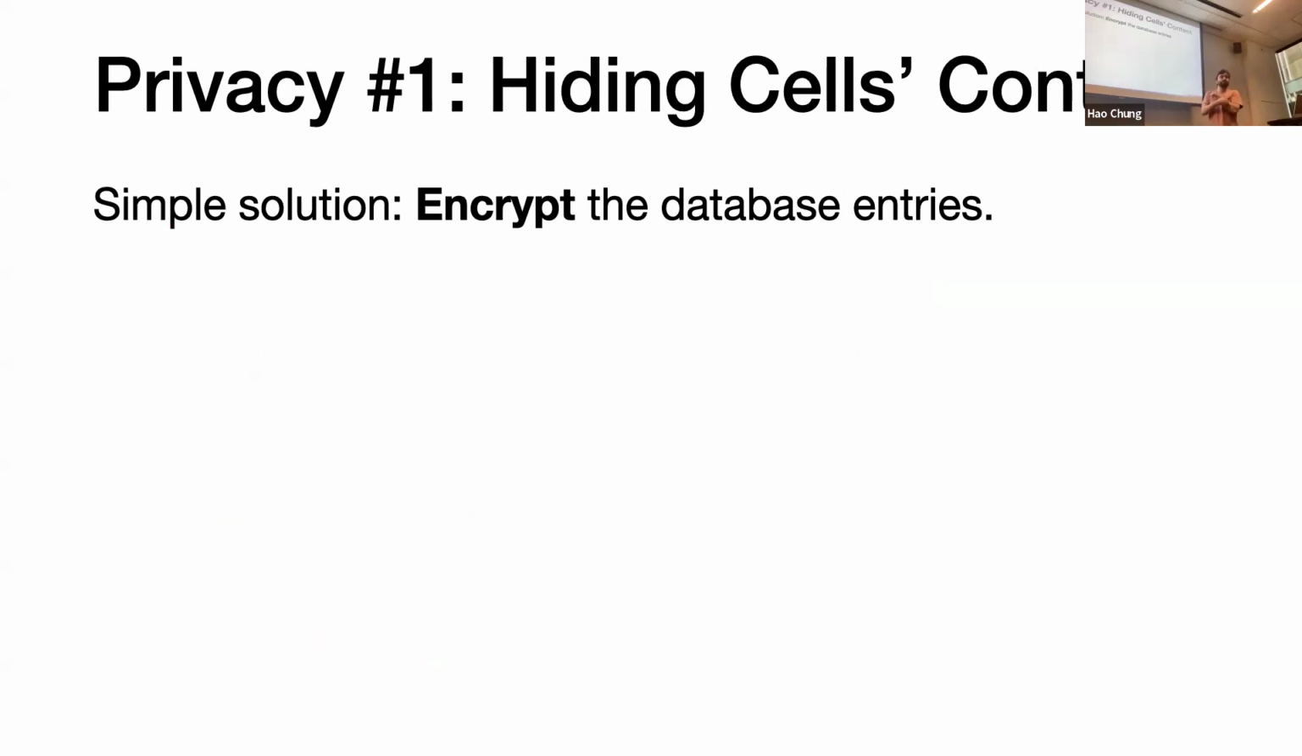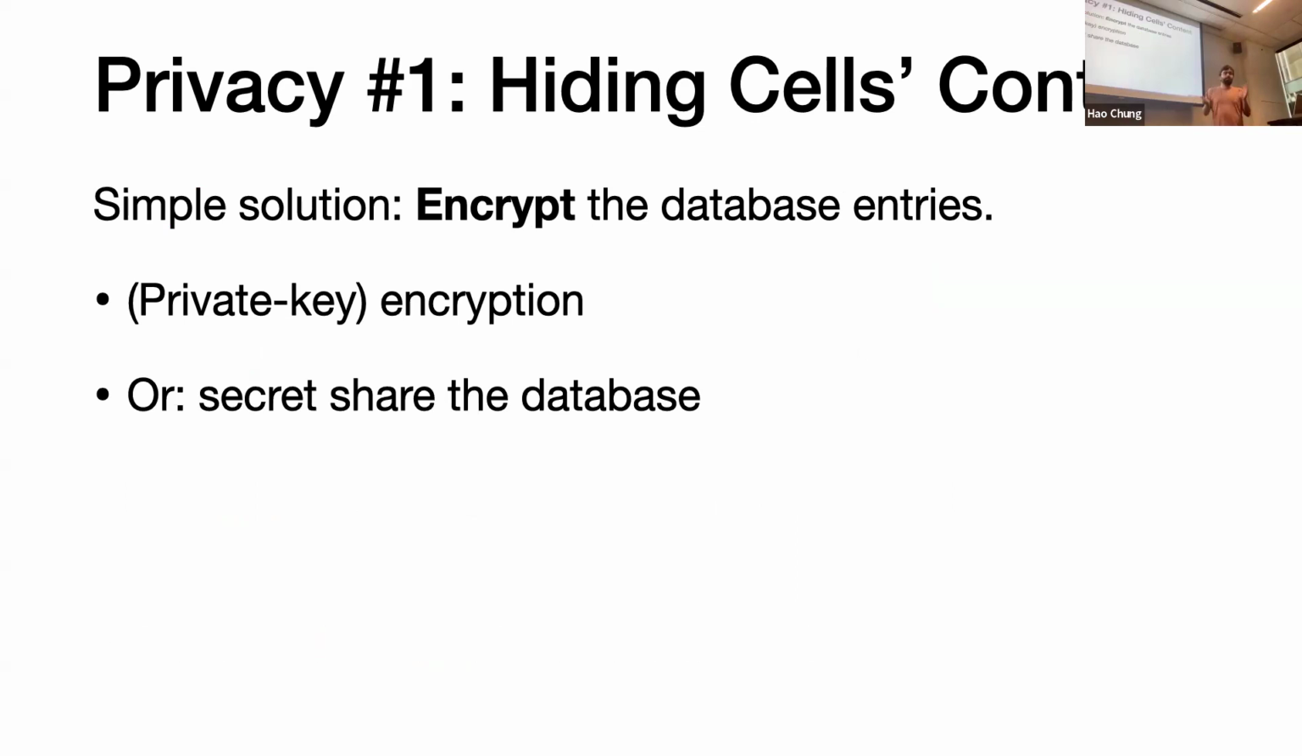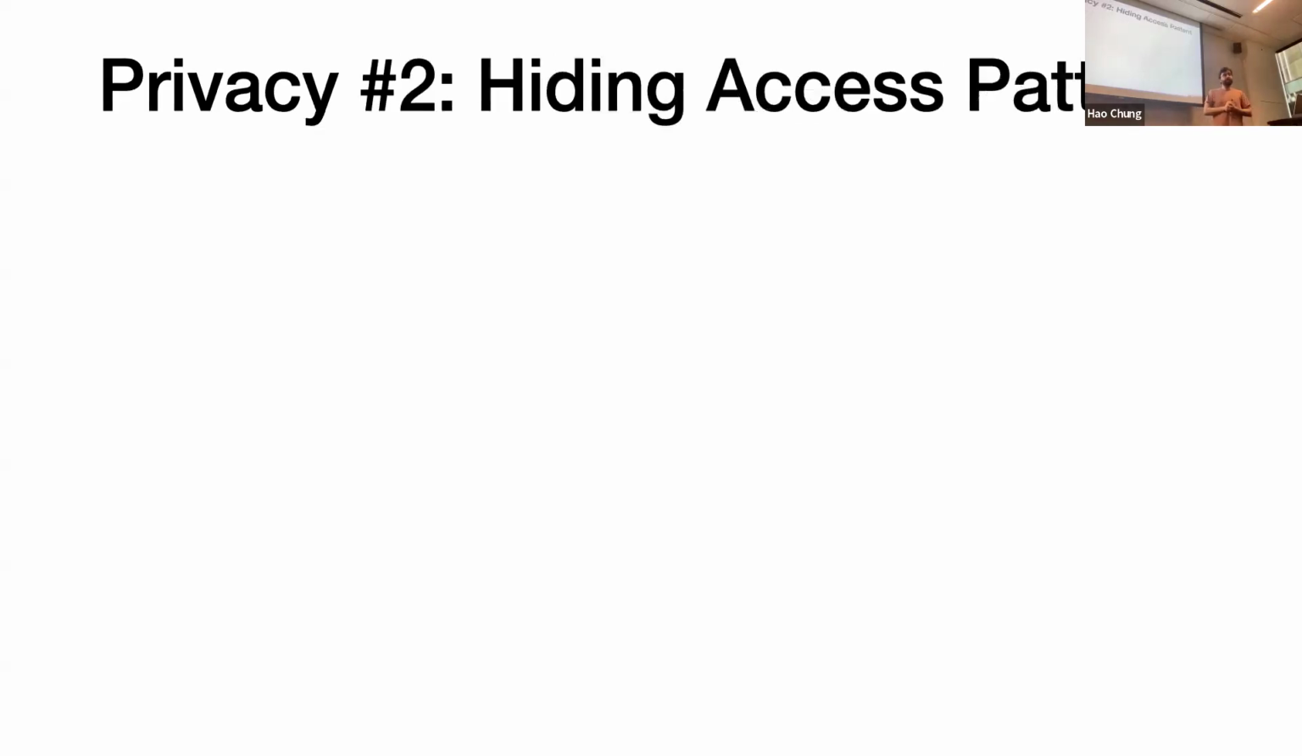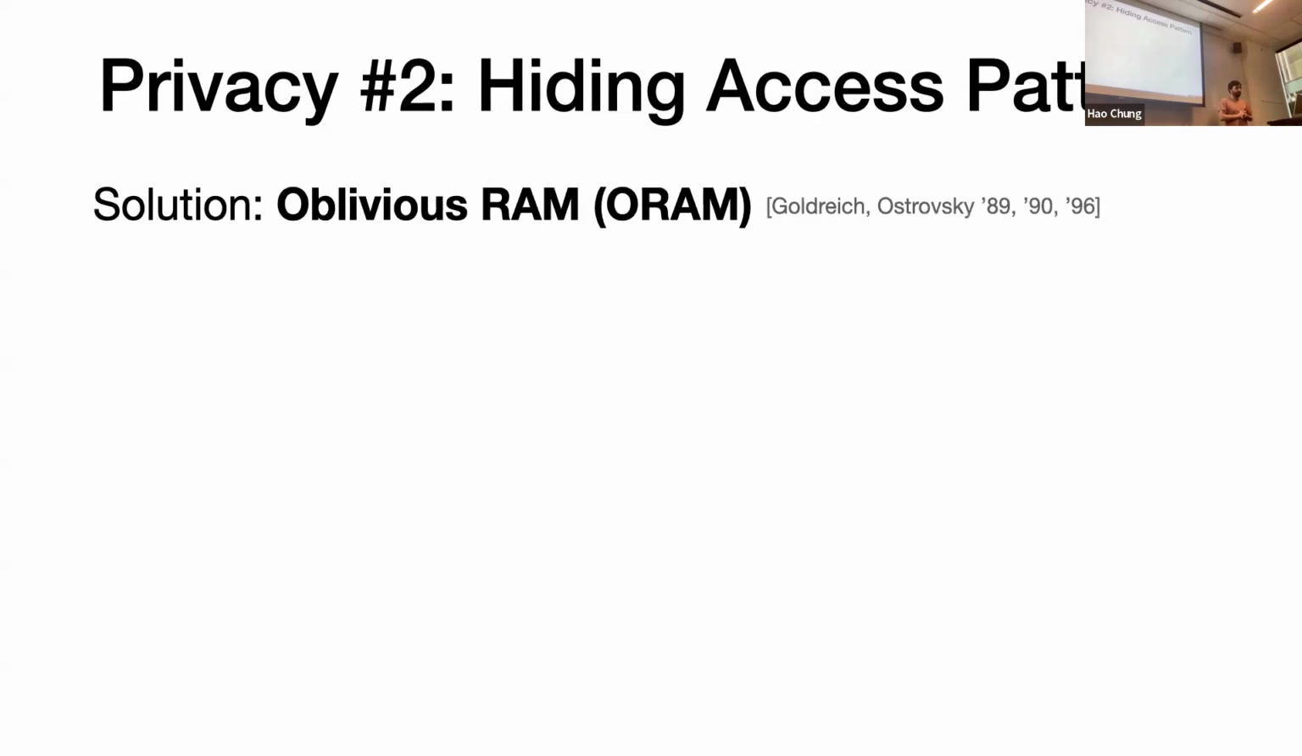For the privacy of the cell's content, a very natural solution is to encrypt the database entries. And this totally works. Private key encryption will do the trick. Encrypt your data on the server and decrypt it on the way back. Or if you don't want any computational assumptions, you could secret share your database across multiple servers that you assume are not colluding. The second issue, hiding the access pattern, has a solution exactly called oblivious RAM. ORAM is exactly going to hide the access pattern.